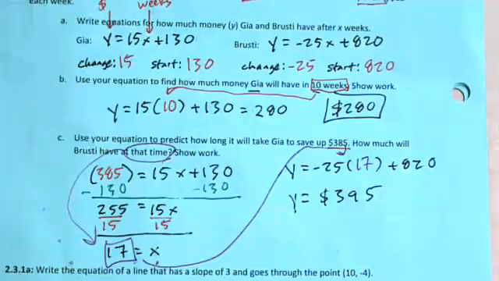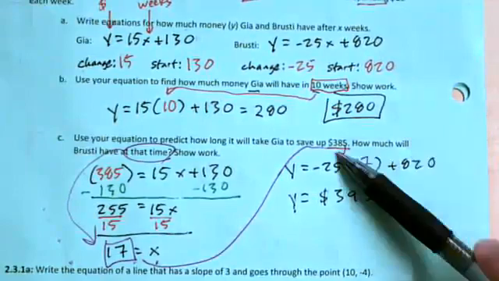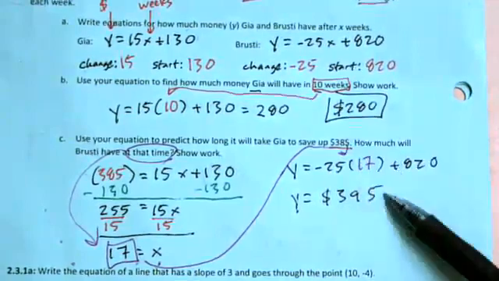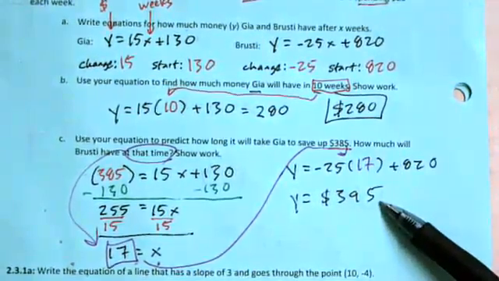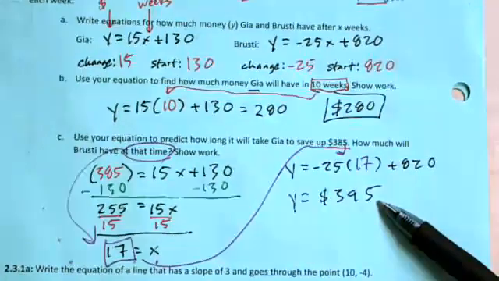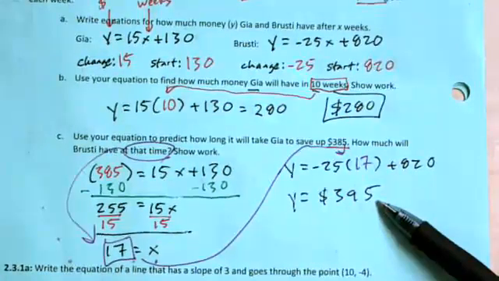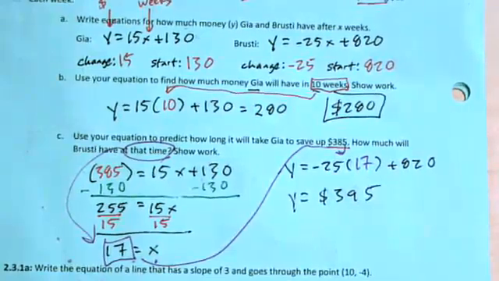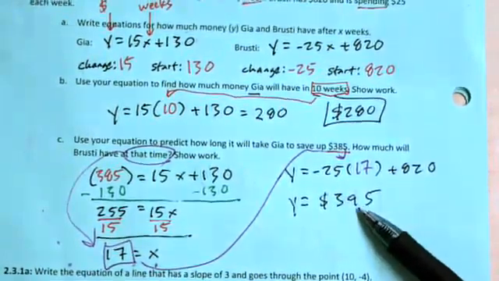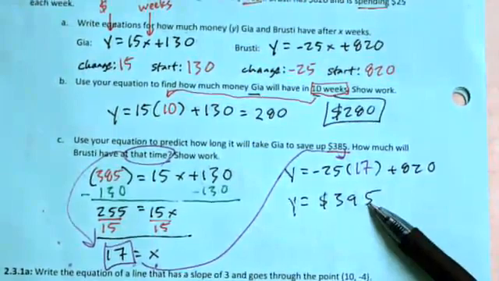So who's going to have more money in 17 weeks, Gia or Brewsty? How much money does Gia have after 17 weeks? 385. That's what we worked to figure out the 17 from. So Gia has 385 and Brewsty has 395. Brewsty's got 10 more dollars than Gia. Who's going to have more money the next week, though? Gia, because why? Because Gia is the one that's adding money to her account. Brewsty is spending her money, so she's subtracting from her. So this will be the last week. Would you say this would be the last week that Brewsty has more money than Gia?